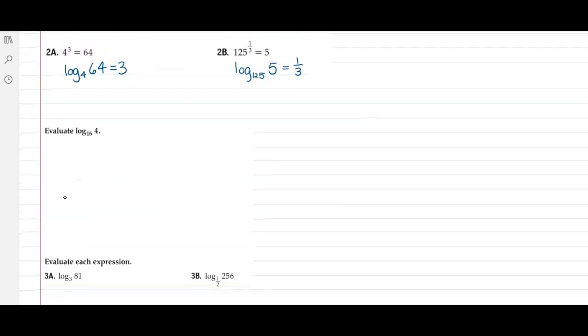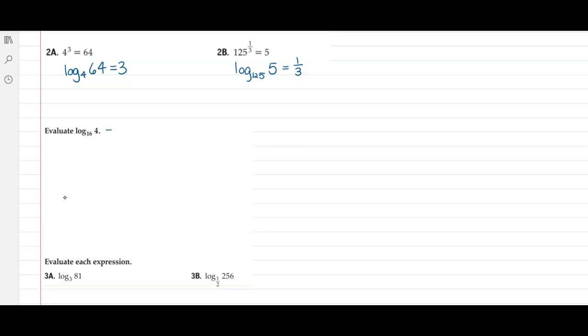Now, this can be very helpful when we're trying to evaluate a logarithm. We haven't learned the change of base formula just yet. We will do that later on in this step. But for now, we know that this is just a number. The log base 16 of 4 is some number, but we don't know what it is. So we call it x.